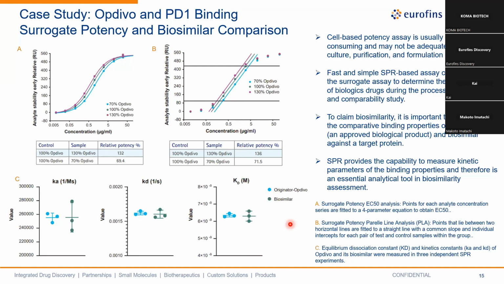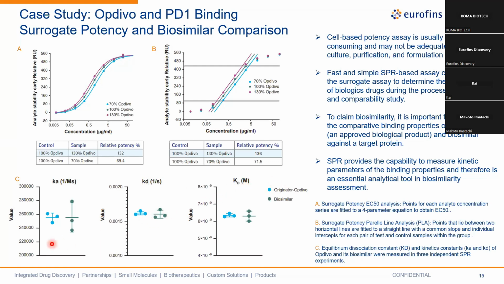And you can also use it to do the biosimilarity. So right now, to claim the biosimilarity, it's important to demonstrate the comparative binding properties of the originator, which is the original drug, the approved biologic product, and the biosimilar against the target protein. So it's important to compare its binding, and SPR measures binding, right? If you do it side by side with the originator and your biosimilar, you can compare its kinetics information, K on and K off. You can compare its affinity information with the KD, right?